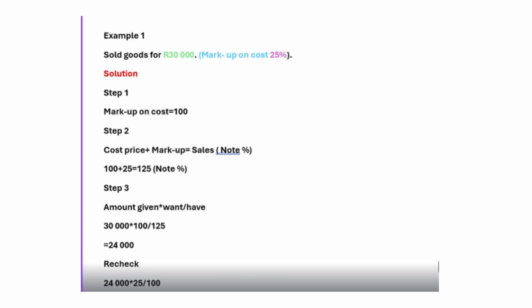If you want to recheck your answer to make sure that you didn't make any mistakes, you can say 24,000 times 25%, and that will give you 6,000. And if you add it to the 24,000, you will get 30,000, which means that you made no mistake.